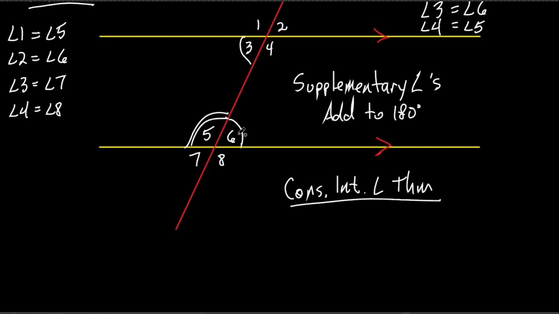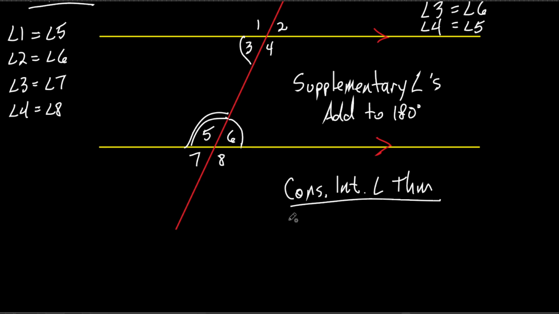Okay, look. 3 and 6 are equal, correct? 5 and 6 are supplementary. So what do you think might be true about 3 and 5? Because 3 and 6 are the same angle, right? So they're supplementary as well, aren't they? So what do you think this says? If two parallel lines are cut by a transversal, then the consecutive interior angles are what?